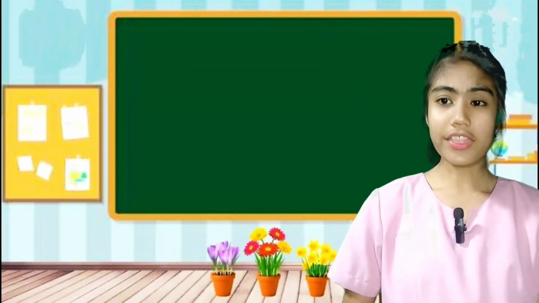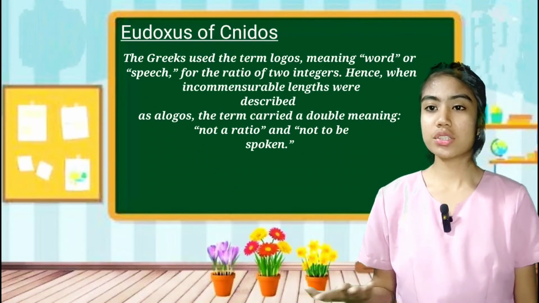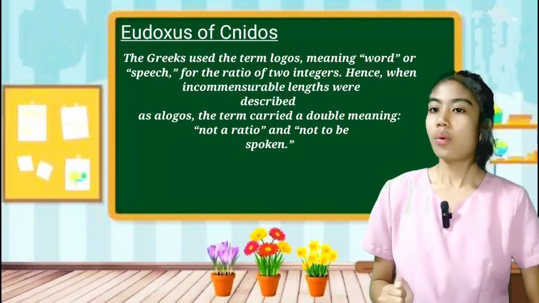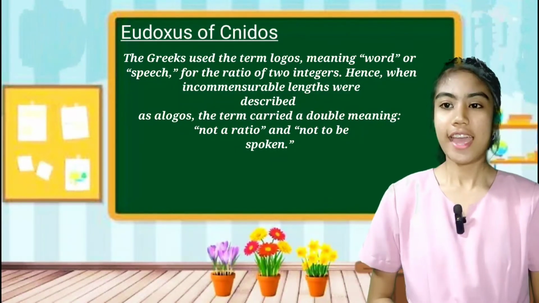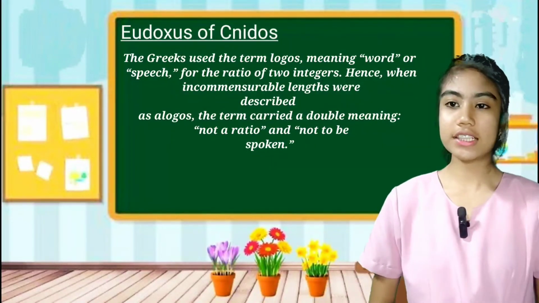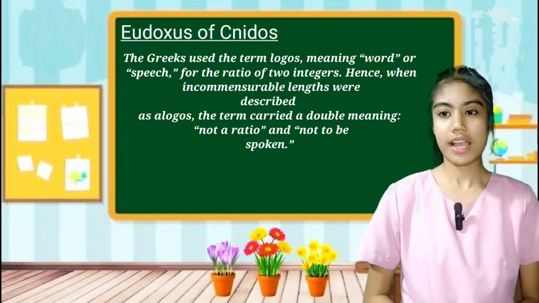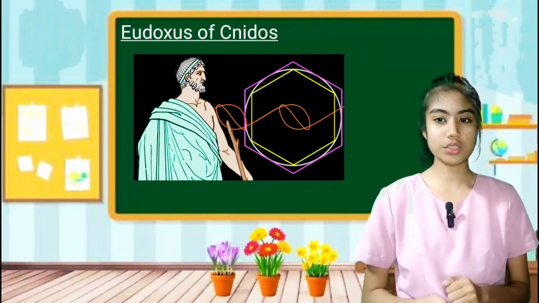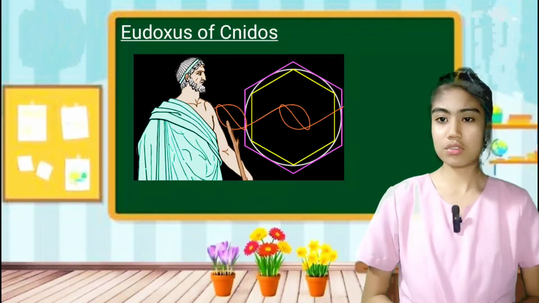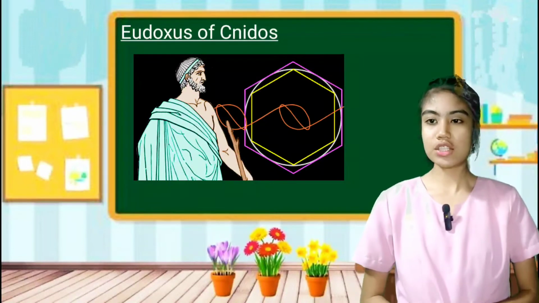So let's move on to Eudoxus of Cnidos. The Greeks used the term logos, meaning word or speech, for the ratio of two integers. Hence, when incommensurable lengths were described as alogos, the term carried a double meaning: not a ratio and not to be spoken. It fell to Eudoxus of Cnidos, 408 to 355 BC, to resolve the crisis in the foundations of mathematics.